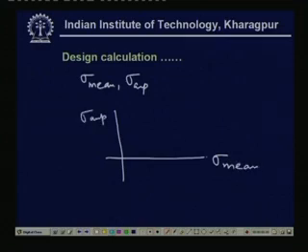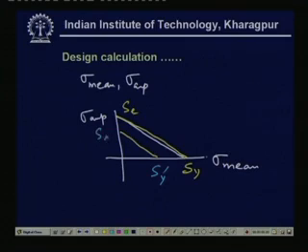Then there is one line which is known as the Soderberg line. This line goes up to SY, the yield strength, and this is SE. When we have a factor of safety, we get to SY prime and SE prime. So the design must be such that any design data will fall on this line.